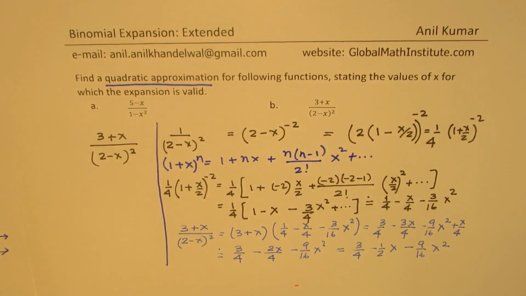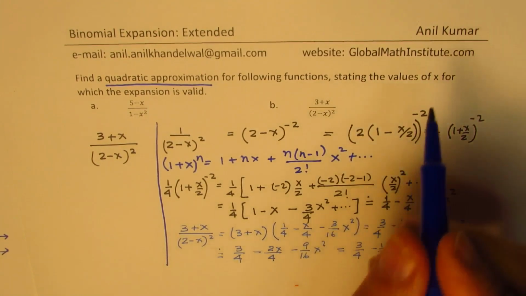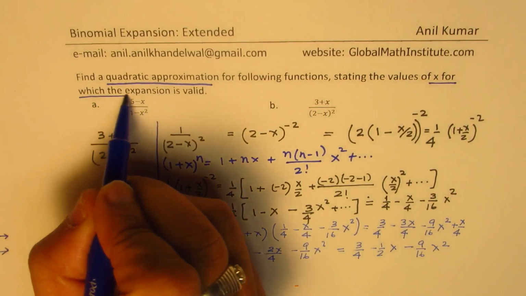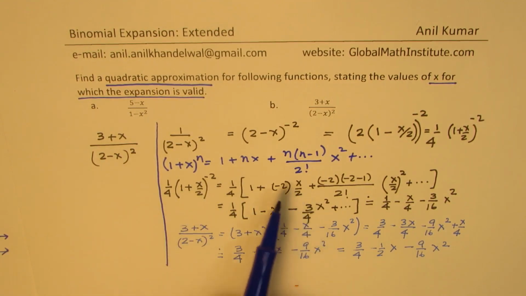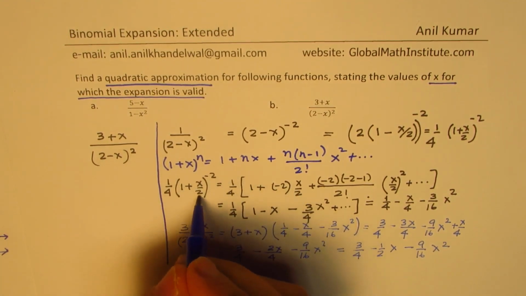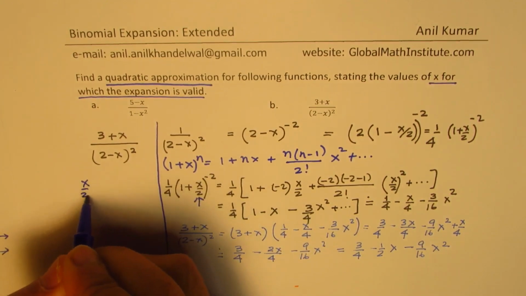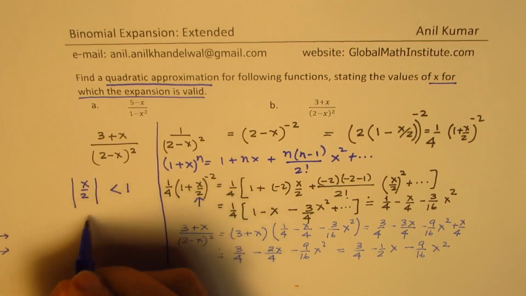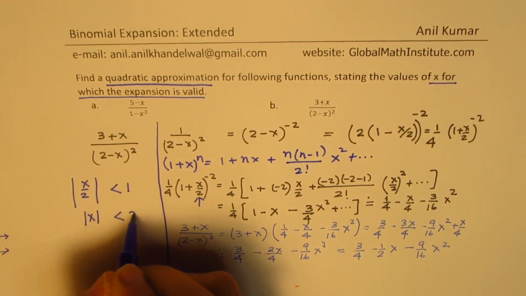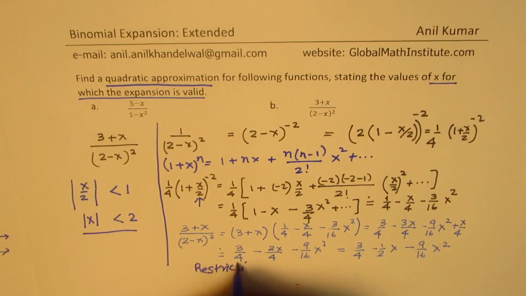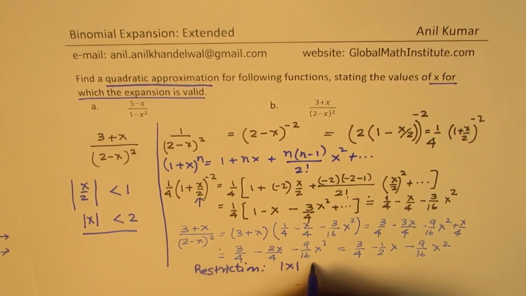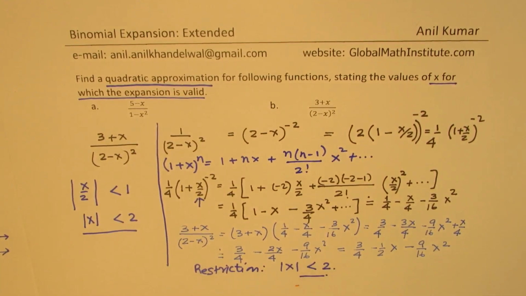Right? Now we have to also mention the values of x for which the expansion is valid. So it is only valid when this value inside the bracket, x over 2, right? So the absolute value of x over 2 should be less than 1. That means the absolute value of x is less than 2. So that is the restriction. So the restriction here is that the absolute value of x is less than 2. Is that clear to you? So that is how we are going to answer this particular question. I hope that makes sense.